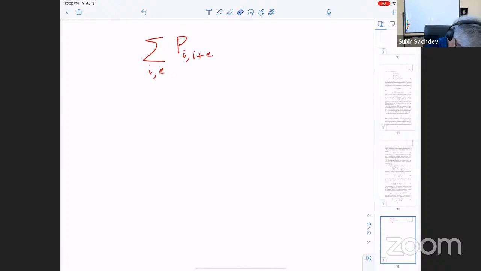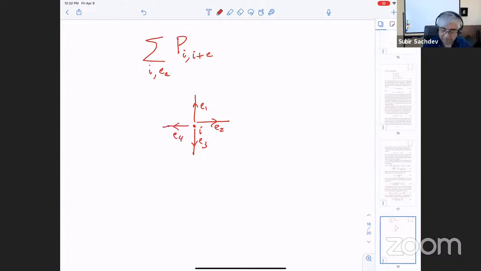What is that label? E sub alpha, where if here's a site I, then this is the vector E1, this is the vector E2, this is the vector E3, and this is the vector E4. So for a square lattice you have 4 neighbors, but in general you have Z neighbors, where Z is the coordination number. So you'll get something like this times F dagger I alpha times F I plus E alpha.